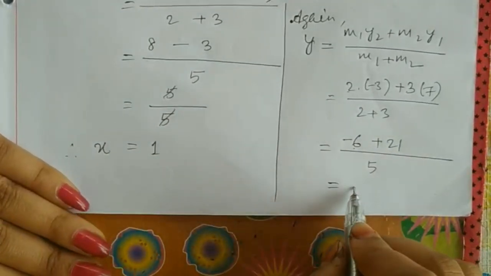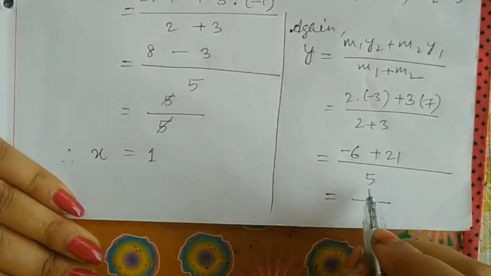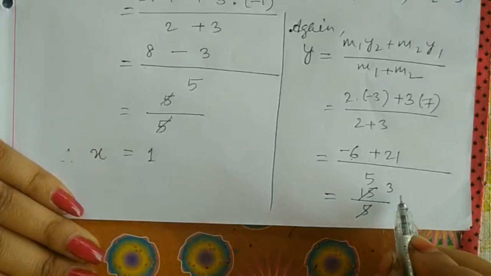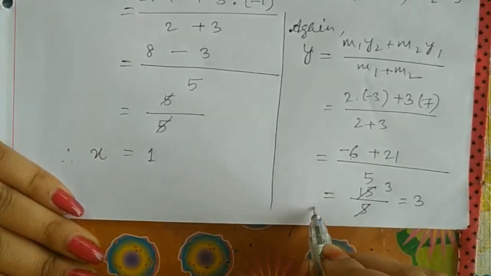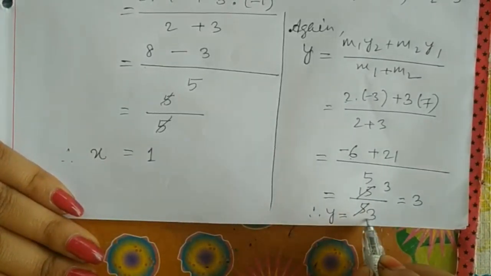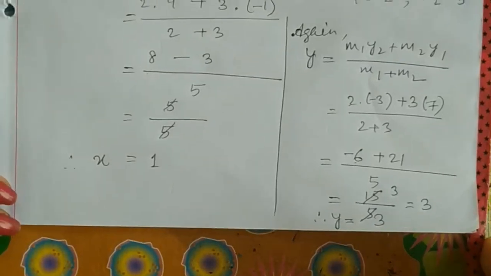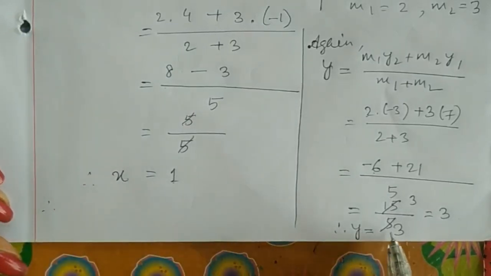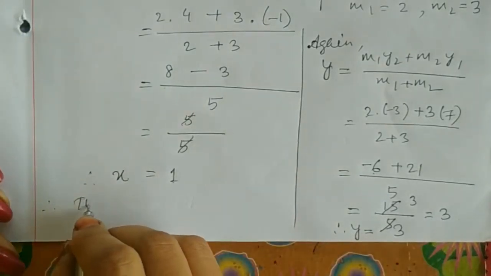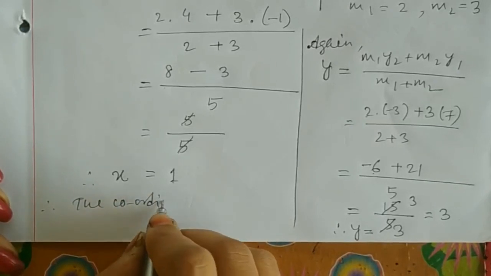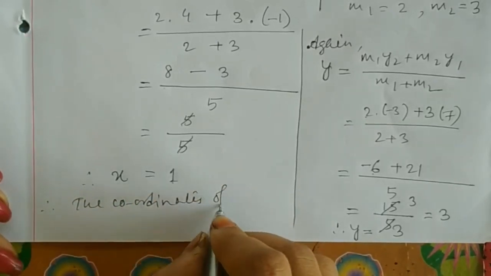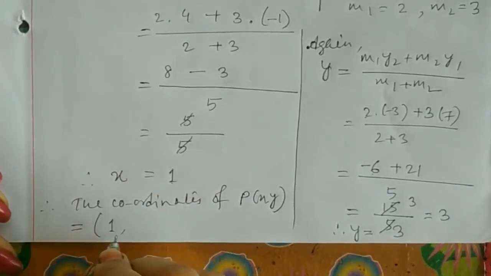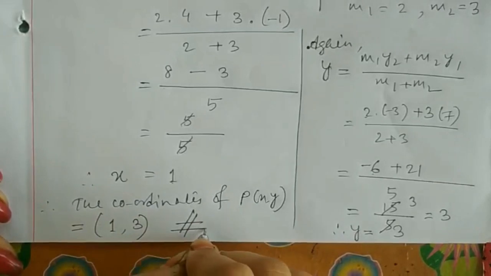Therefore what? 21 minus 6, how much? 15 by 5. After cancelling, 3 remains, equal to 3. Therefore, y equals 3. So, we got x equals 1 and y equals 3. Therefore, the coordinates of P(x, y) equal what? (1, 3). This is the answer.